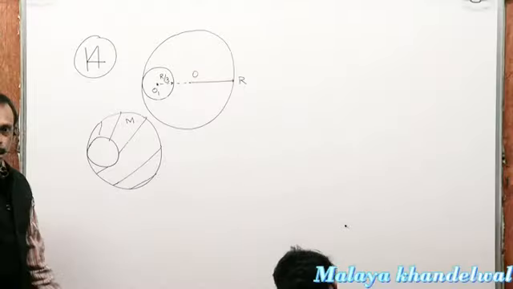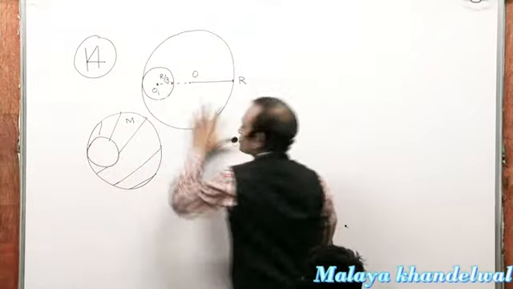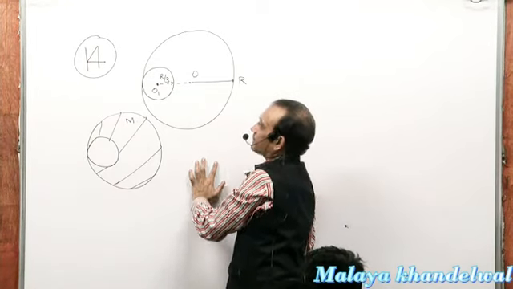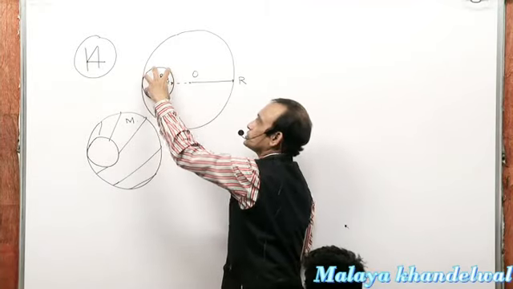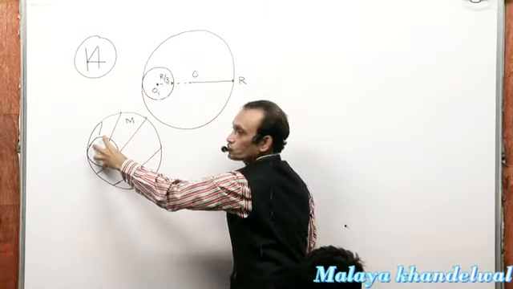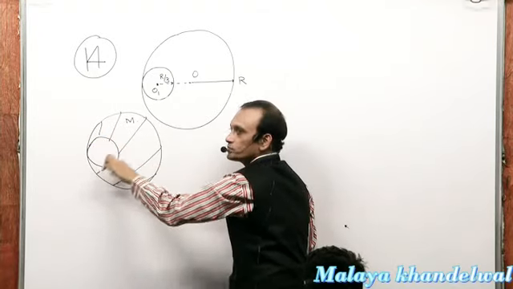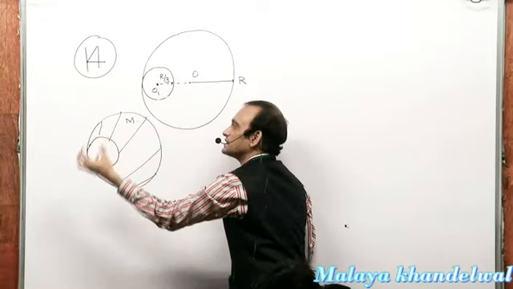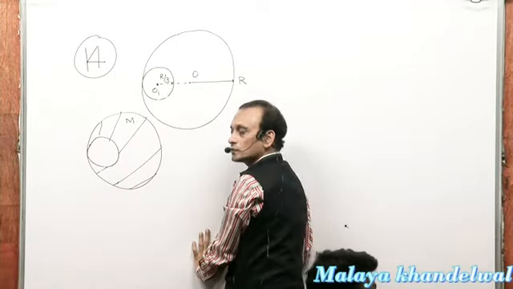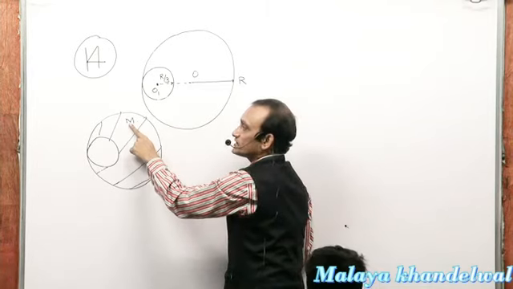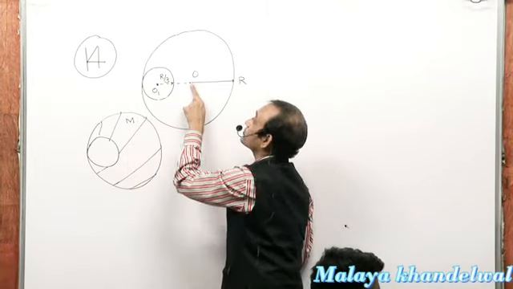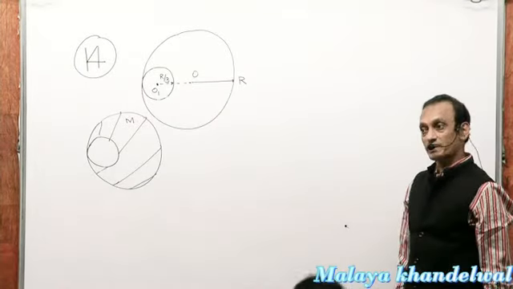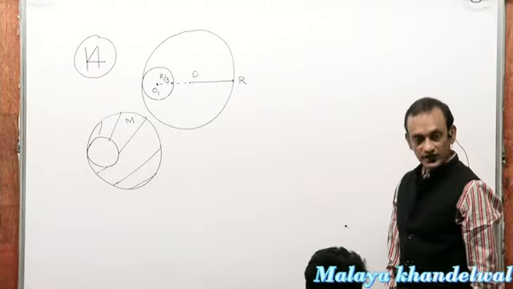Next problem is about a uniform sheet of radius r, from which a smaller circular sheet of radius r by 3 is scooped out, leaving you with this portion. And the portion remaining after scooping this out has mass m. I want to find the moment of inertia of this remaining mass m about the original geometrical center. This is what I want to be able to do, right? Yes or no?